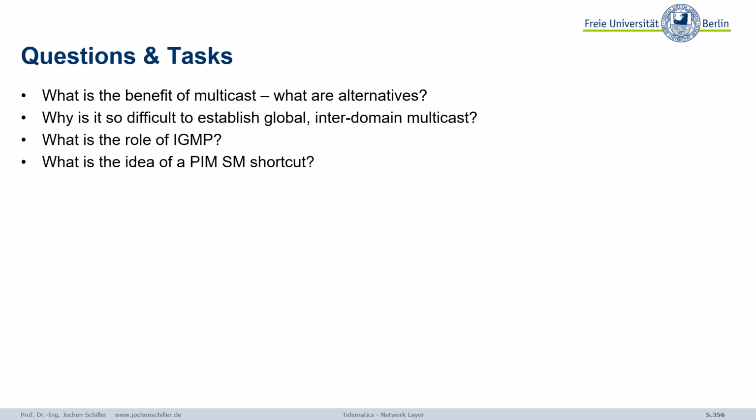Then we saw we have a dense mode with this flooding and pruning, and we have a sparse mode. What is the idea there? That even within the sparse mode, we create a shortcut. Why shortcutting? So the slides give you also pointers to literature. So if you're unsure about some of the mechanisms, please do look it up in literature.